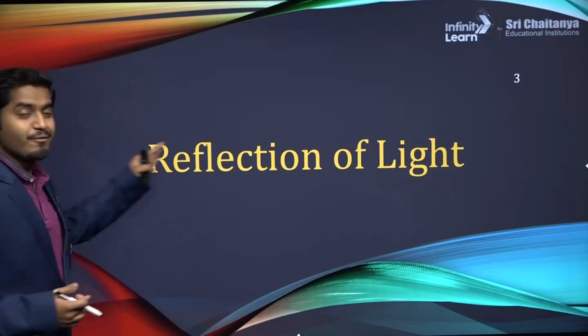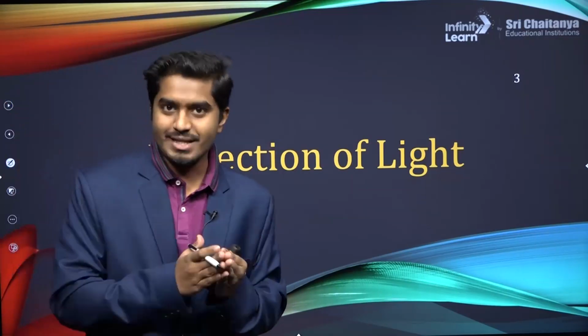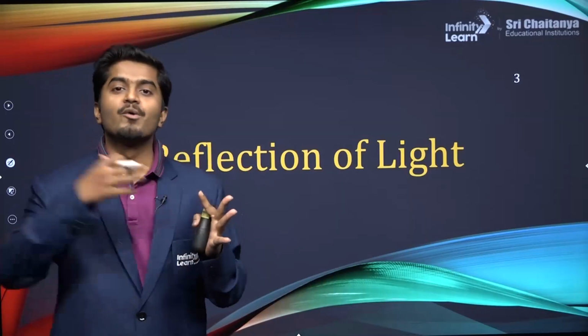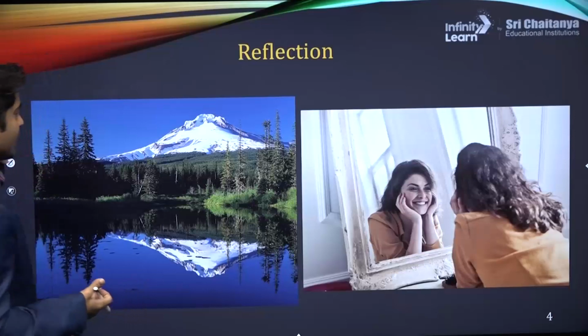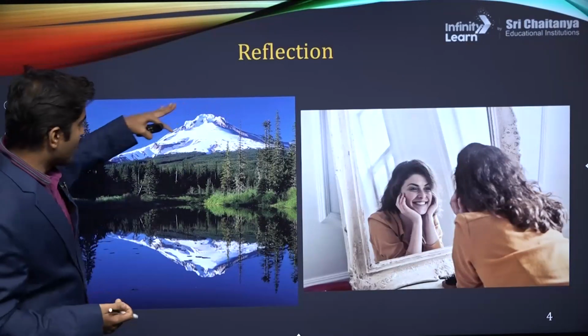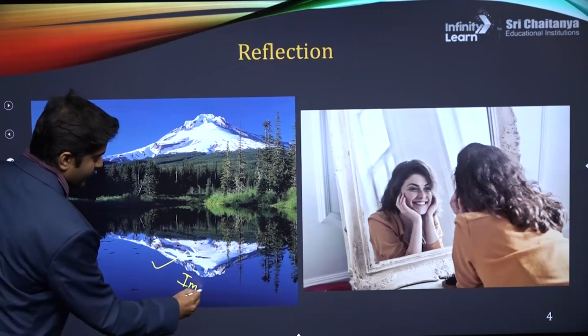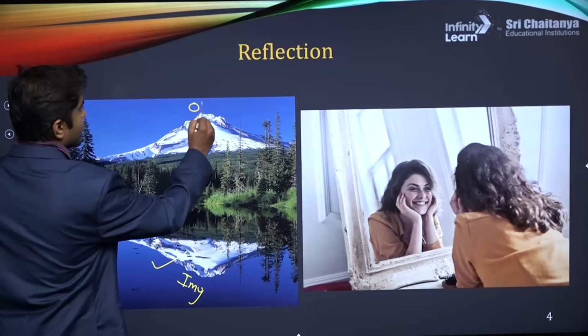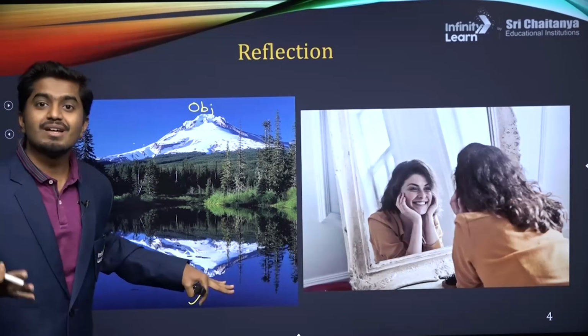So here, what is reflection of light? Reflection is simply when the light falls onto the object, it bounces back. That is called reflection. Here you can see there is a mountain, right? For this mountain, we get an image. So this would be our object, and for this object, you are getting an image. That is nothing but reflection.